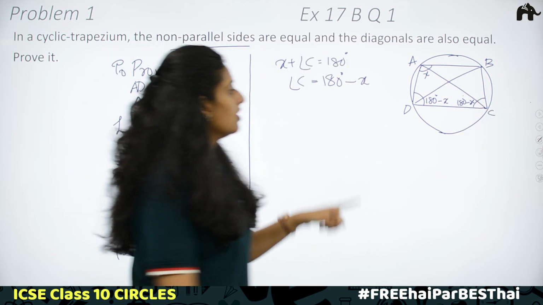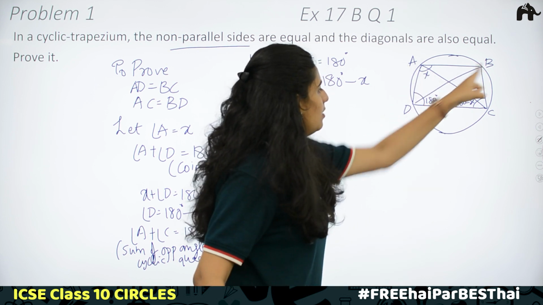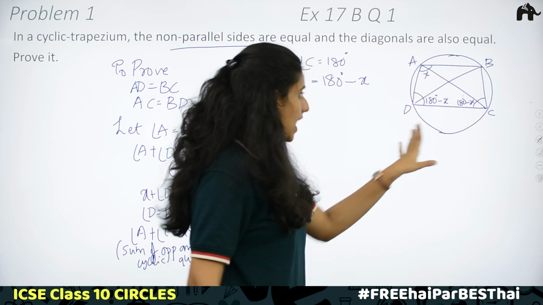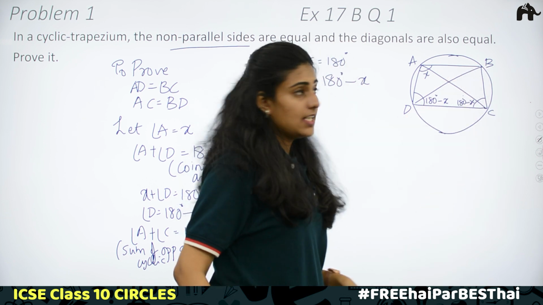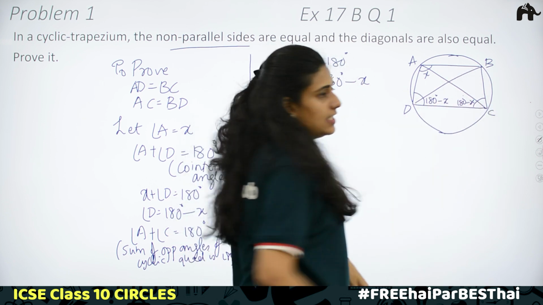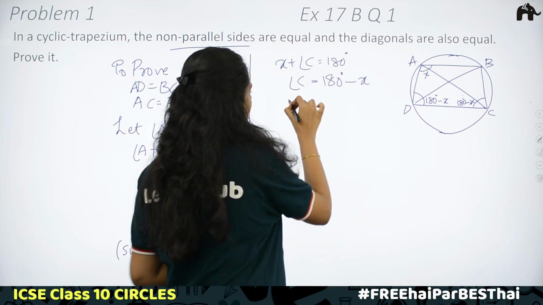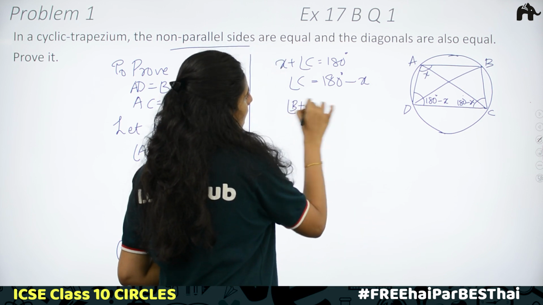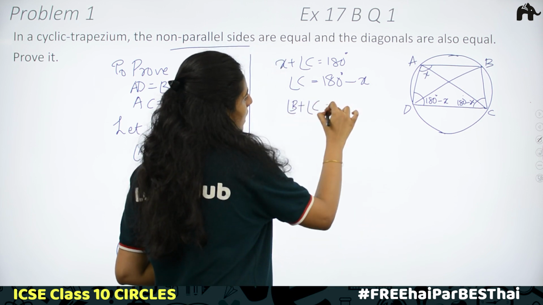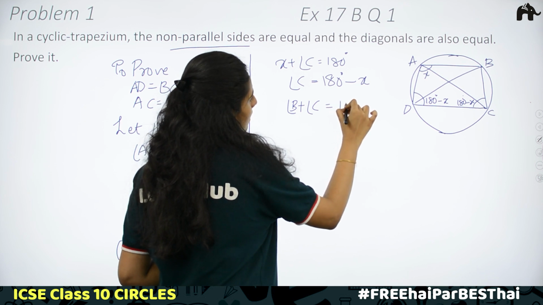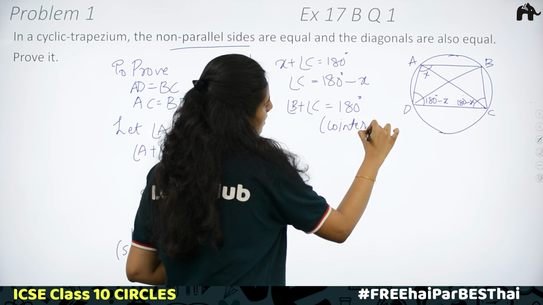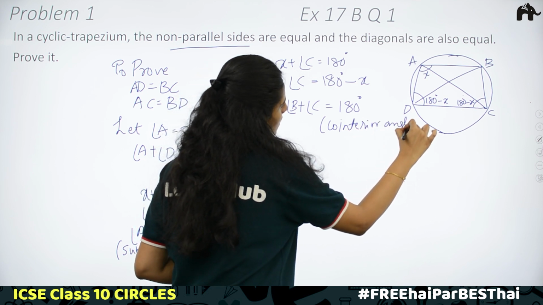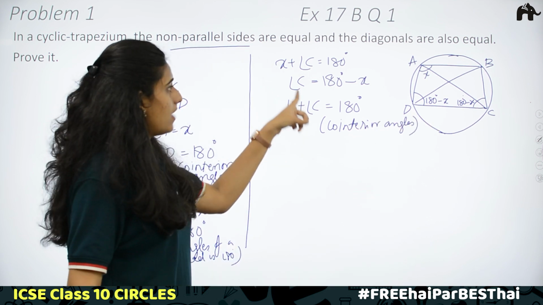Now, again the same thing: AB and CD are parallel lines. BC is a transversal. When BC cuts the parallel lines, you will be getting co-interior angles. Therefore, angle B plus angle C will be equal to 180 degrees. Reason: co-interior angles.